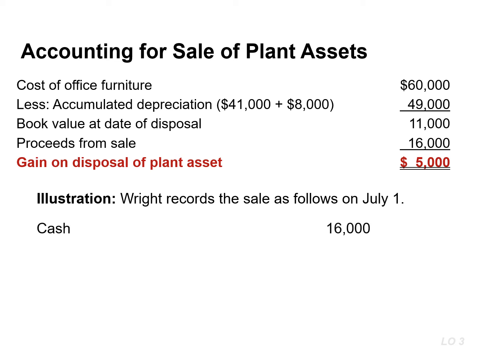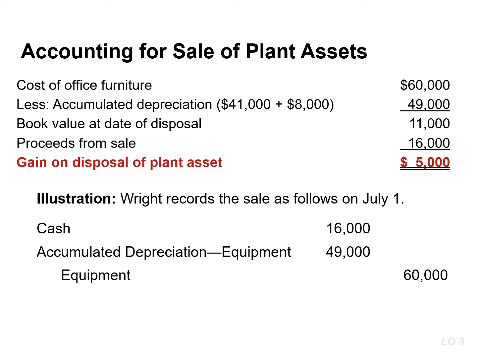The journal entry would be a debit to cash for $16,000. We also need to debit accumulated depreciation for $49,000. We're going to credit the equipment for $60,000. And in order for this journal entry to balance, we need to credit gain on disposal of plant assets for $5,000.